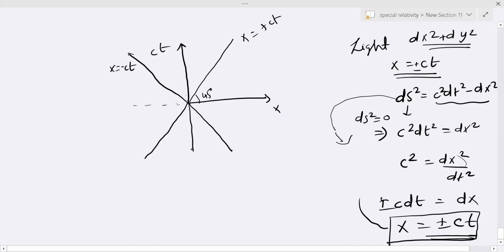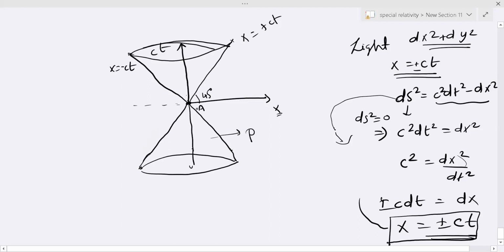This construction is known as a light cone. The light cone is the locus of all points given by x equal to plus or minus ct. Why do we call it a cone? We have only one space axis here. If you include one more axis, you will see that it becomes a cone. This is known as a light cone, and this is known as a past light cone.